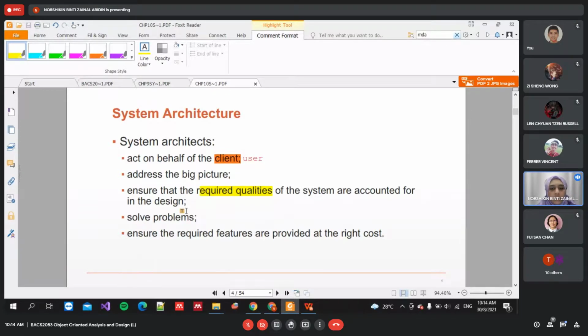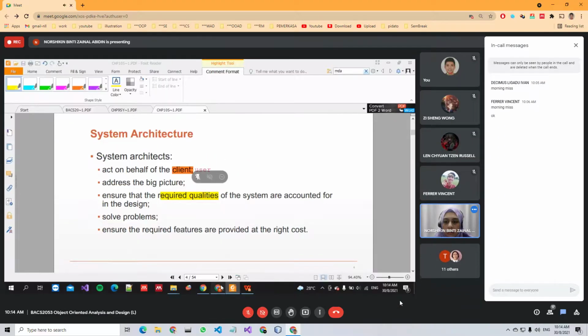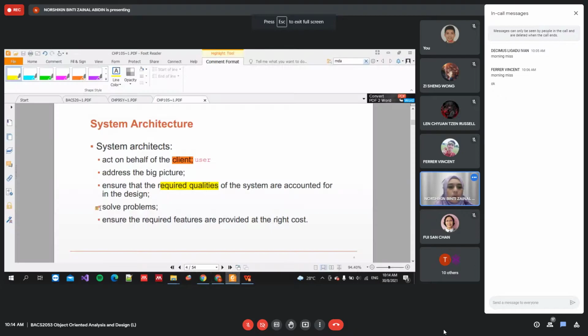required qualities. So of course, when we're designing a system, there are a few qualities that we need to tackle, that we need to take into account when we design. For example, security, performance, reliability, but that one later. And then solve problem. The problem here is actually referring to the requirement of our system, or what might be the possible issue.